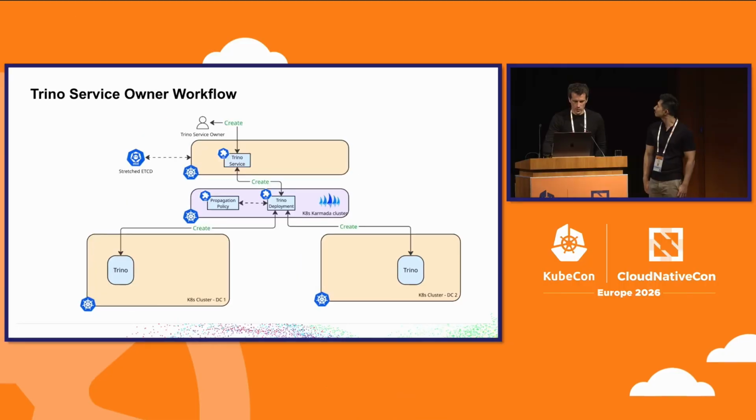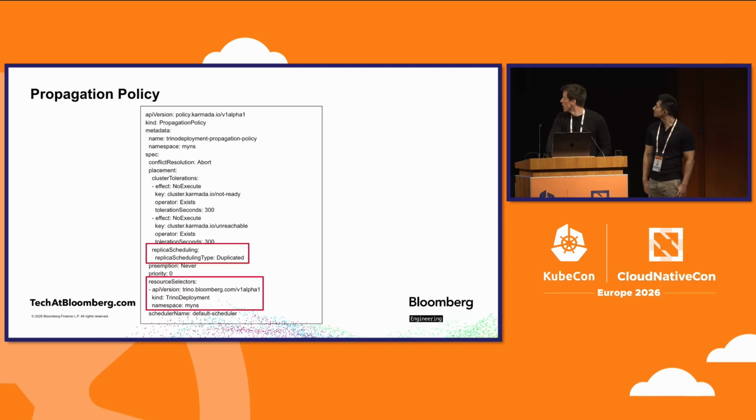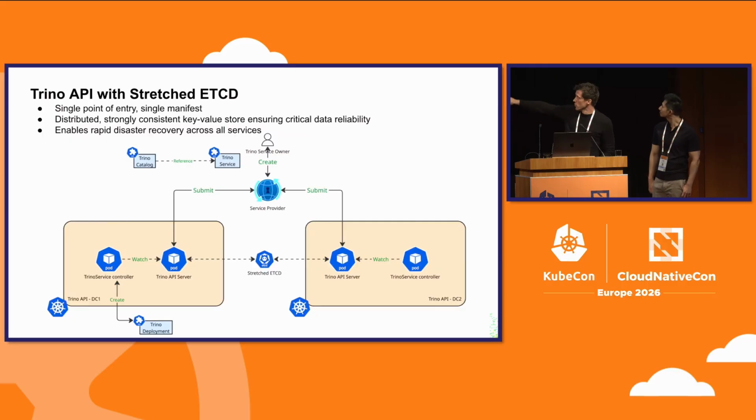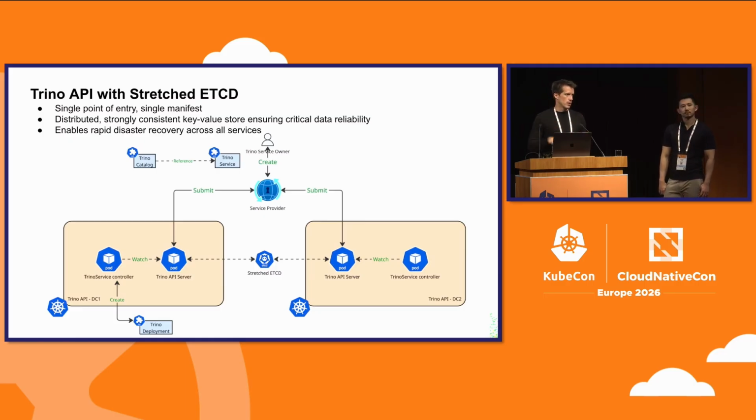That's correct. So I can go back to the design here, where the Trino service controller is. When we set up the manager, we make it look for events that are happening on the Karmada API server. So if there is a change on the Trino deployment, it will emit an event against the Karmada control plane, and our controller will be watching that API server and then reconcile.